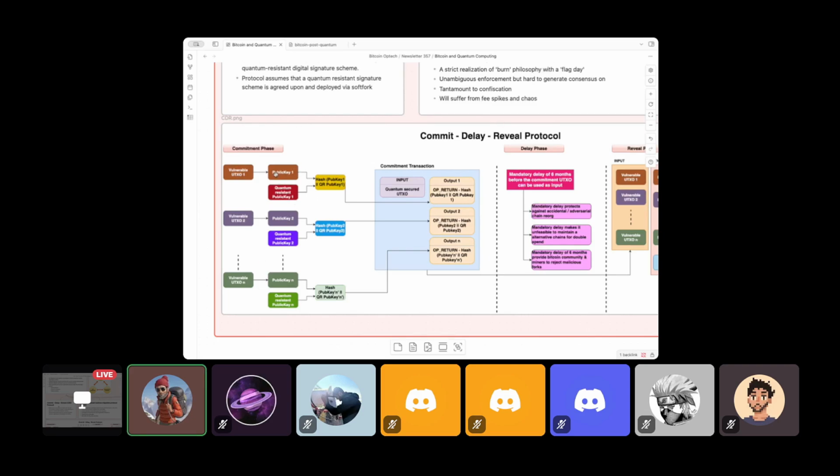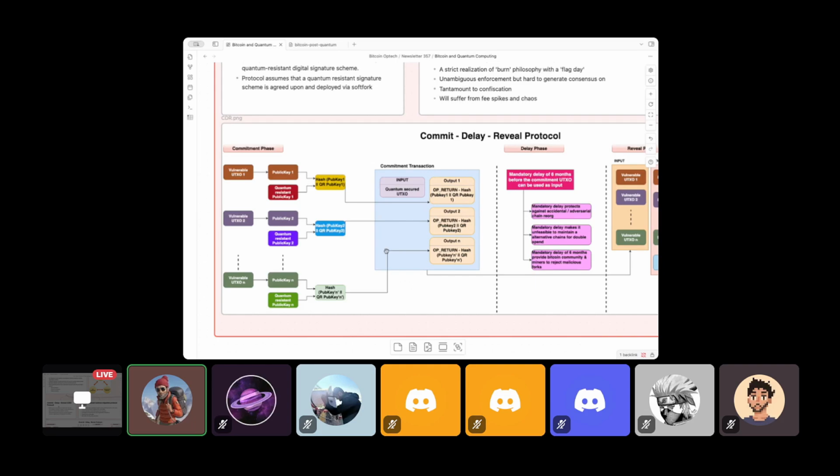So now you are in that situation. What you do is take the vulnerable UTXO's public key, pair it with the quantum resistant public key, and then hash it. Similarly, you perform a hash of all the UTXOs that you want to migrate. Then you put all these hashes in a commitment transaction. What is a commitment transaction? A commitment transaction is where you use a quantum secured UTXO as an input along with outputs which contain OP_RETURN data, meaning you put this hash as data into these outputs. So this is basically a commitment transaction.